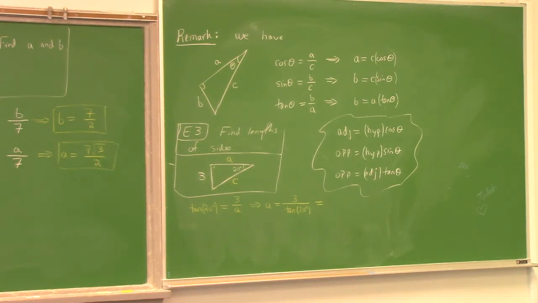Degree. I found it. I think I hit mode. I might have hit shift mode, I can't remember. But that little R will change to a D on mine. And then I go tangent. I'll put 20. Oh, wait a minute. What am I doing? 3 divided by the tangent of 20, right?